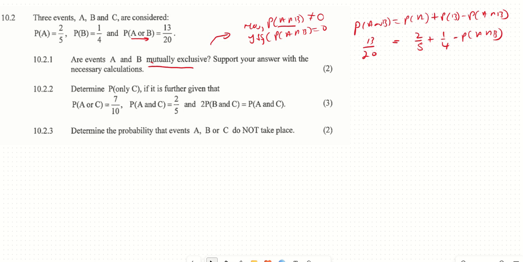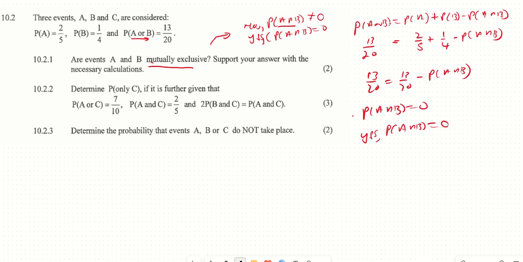So in this case, now we're going to say 2 over 5 plus 1 over 4, which is 13 over 20. So it's 13 over 20. It is equal to 13 over 20 minus probability of A and B. Probability of A and B is 0, meaning that these events cannot happen at the same time. So the answer is yes. The reason is probability of A and B is equal to 0. Then we're done with the 2 marks.